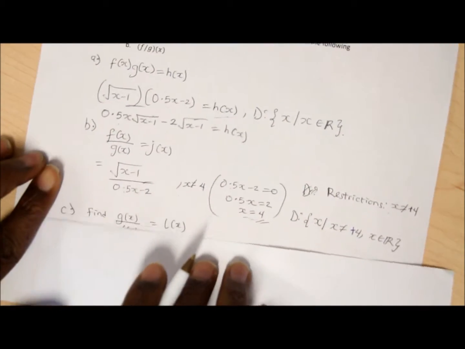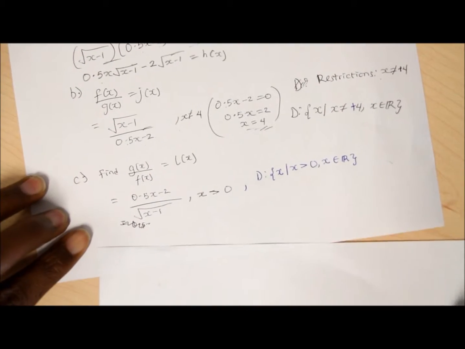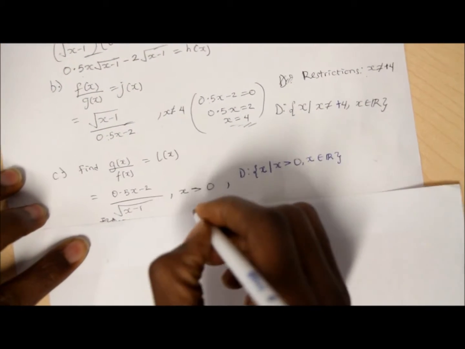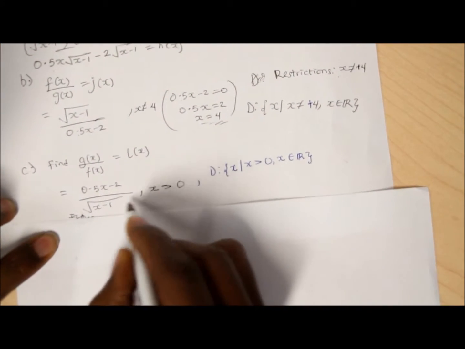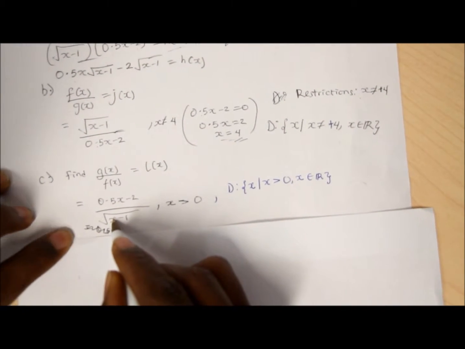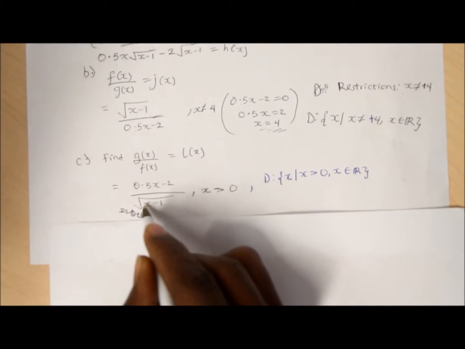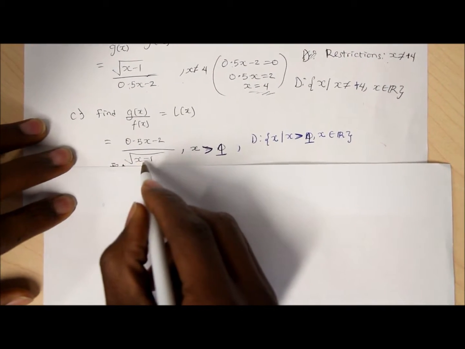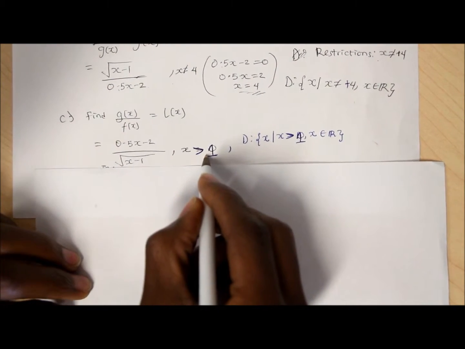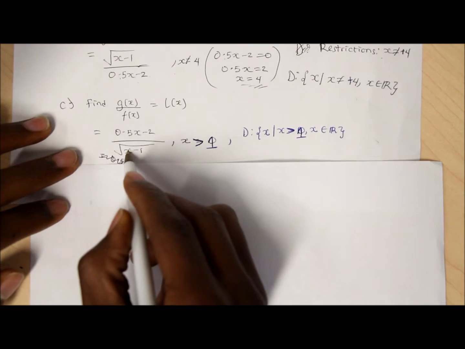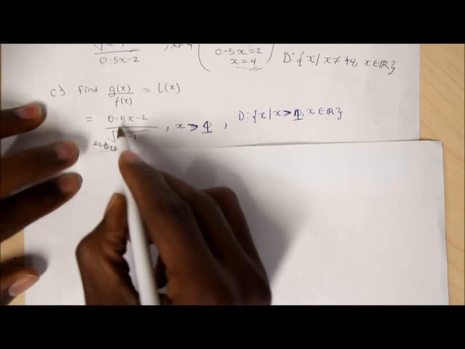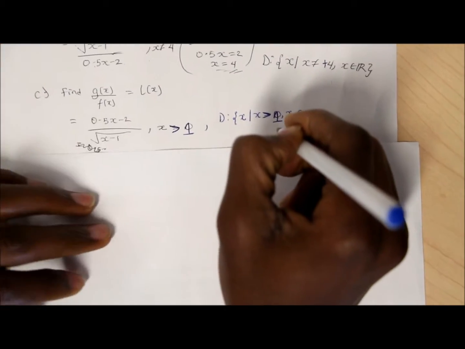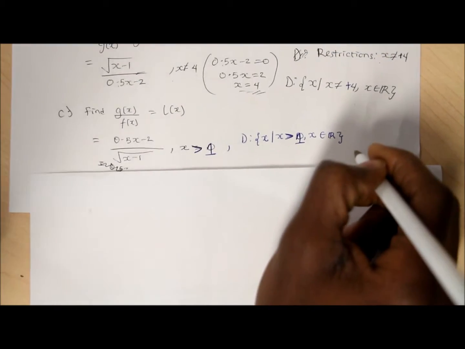Okay, and then C, find g of x times L of x. Same thing, just sub in the values for g of x and L of x, and that's all you do. In this case, x has got to be greater than 0, because when you do 0 minus 1, that's root of -1. So the domain actually is x has got to be greater than 1, because if x is not greater than 1, then you're just going to have 1 minus 1, 0, and the function is going to be undefined. So the domain is x such that x is greater than 1, and x is an element of all real numbers.